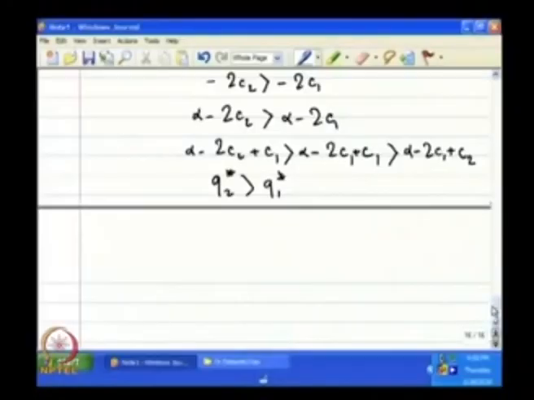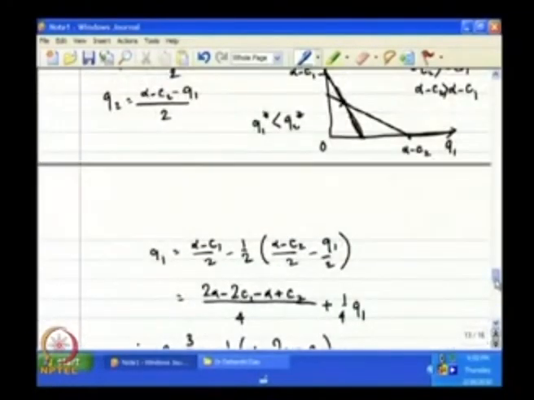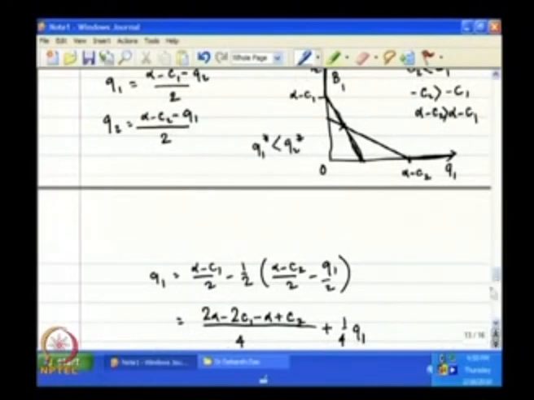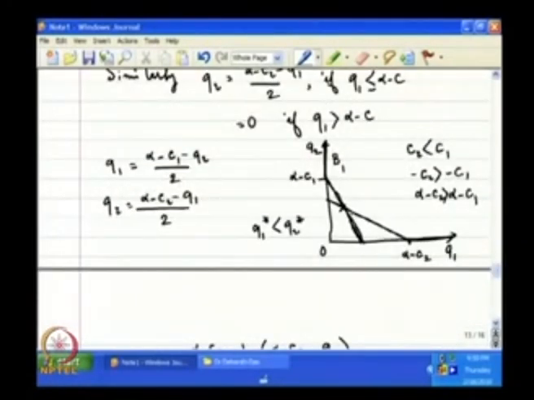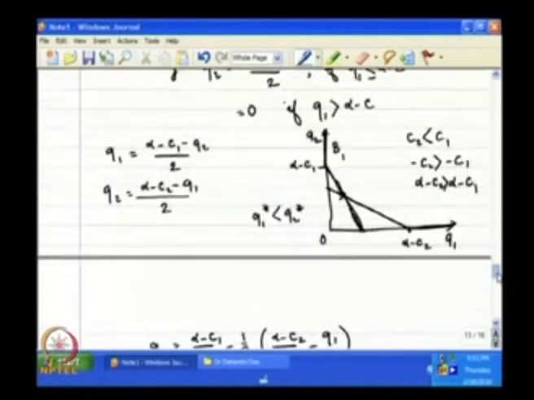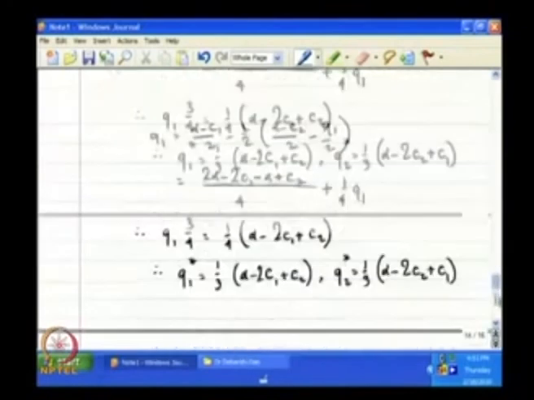So that's what we have found: in equilibrium, the firm which has a lower unit cost of production is going to produce a higher level of output than the other firm which has a higher cost of production. Now, this is the case where the firms' best response functions intersect at a particular point. But remember, this is not necessarily the case.